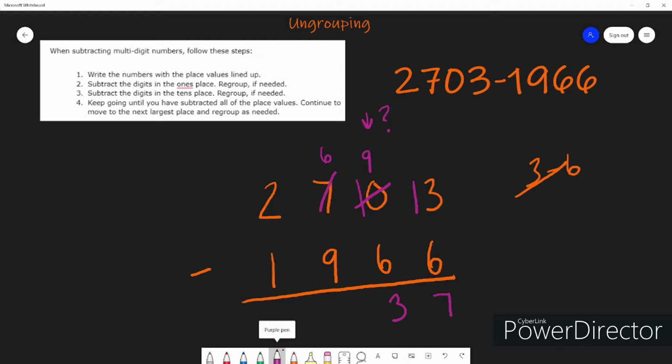6 minus 9 in the hundreds place, you're unable to do. So now you will remove from the thousands place a 1 and make this 16. And now I'll do the math there. 16 minus 9 is 7. And 1 minus 1 is 0, leaving us with the answer of 737. And now let's go into our last special situation of subtracting large numbers.